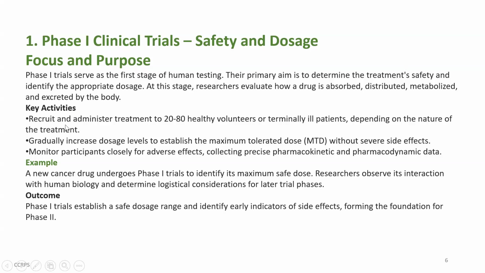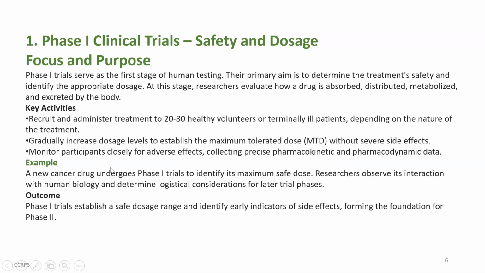Key activities: recruit and administer treatment to 20 to 80 healthy volunteers or terminally ill patients, depending on the nature of the treatment. Gradually increase dosage levels to establish the maximum tolerated dose, MTD, without severe side effects. Monitor participants closely for adverse effects, collecting precise pharmacokinetic and pharmacodynamic data.